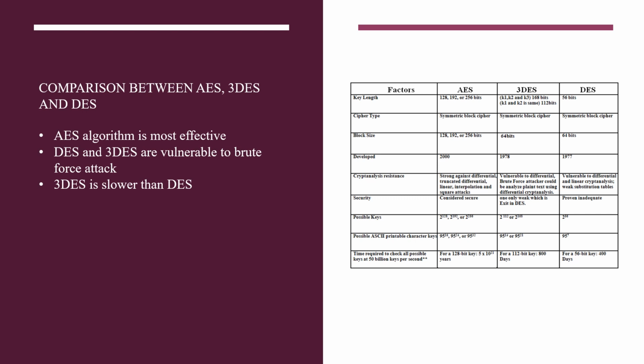DES and 3DES are vulnerable to brute force attack. That is, a brute force attacker can analyze plain text using differential cryptanalysis. 3DES is slower than DES and AES as it has slow performance on software.